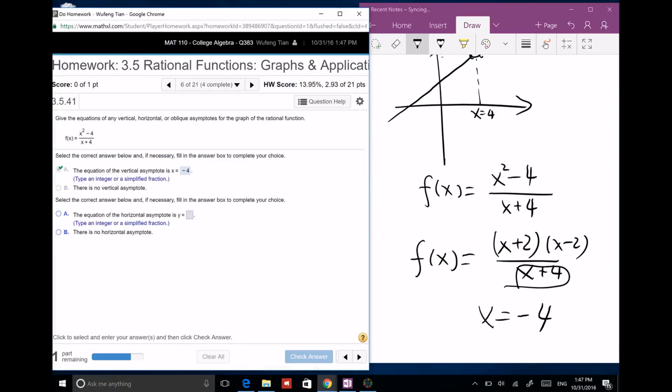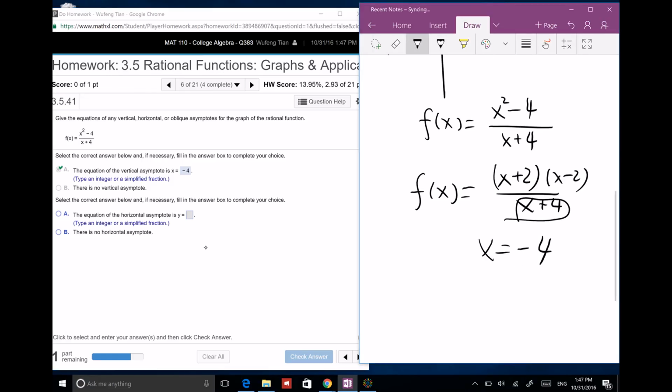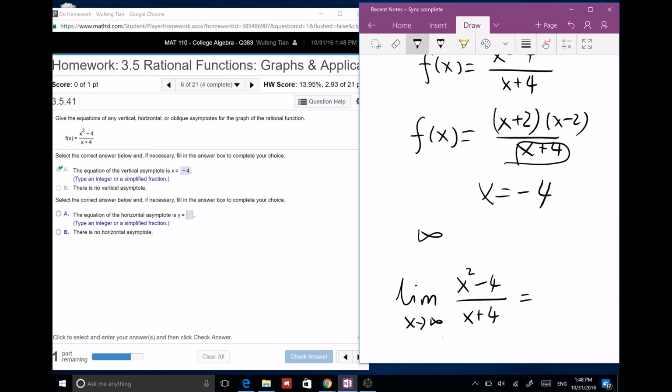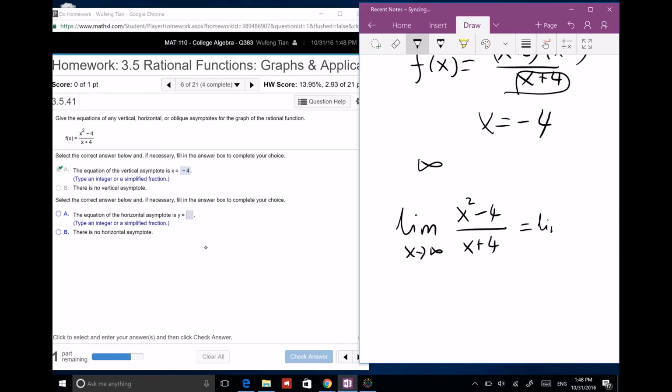Okay, so the equation of the horizontal asymptote. Horizontal asymptote when x goes to infinity. So basically check out what happens when x goes to infinity: x squared minus 4 over x plus 4. You divide both the top and the bottom by x. You get x minus 4 over infinity, and 1 plus 4 over infinity. This is 0, this is 0. So it goes to infinity. There's no horizontal asymptote.